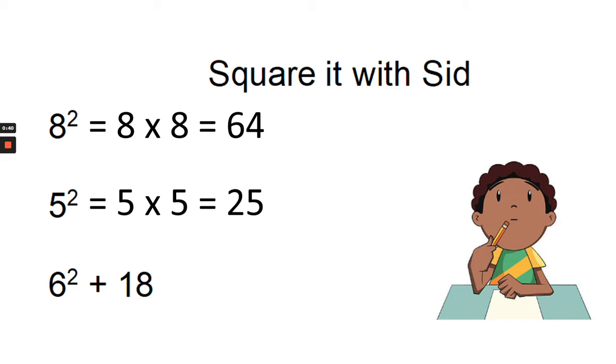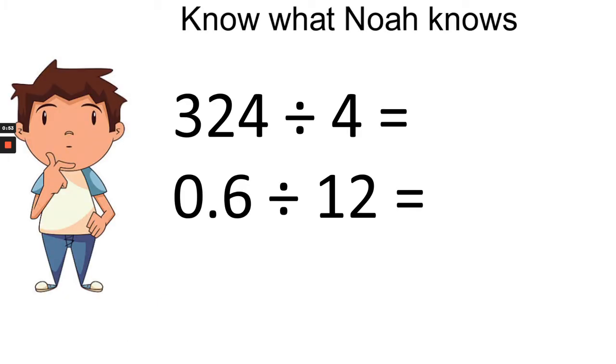Our final problem for Square It with Sid is a two-step problem. We need to square 6 first of all and add it to 18. 6 squared is 6 times 6 plus 18 gives us 54. Great job, Year 6.